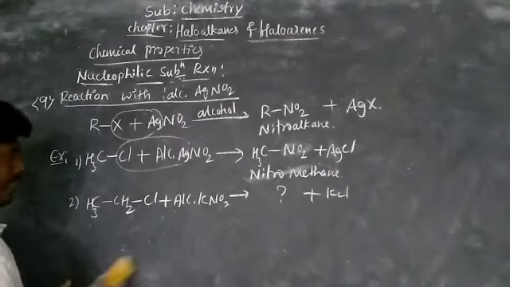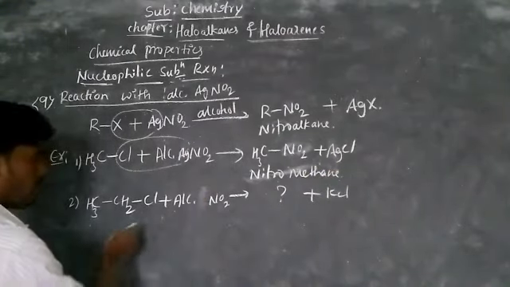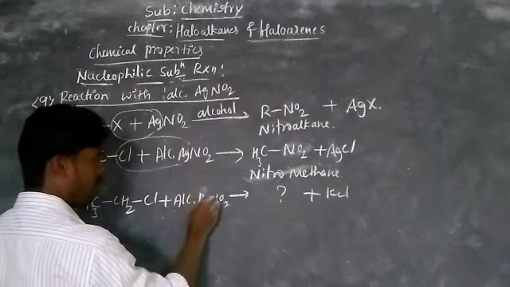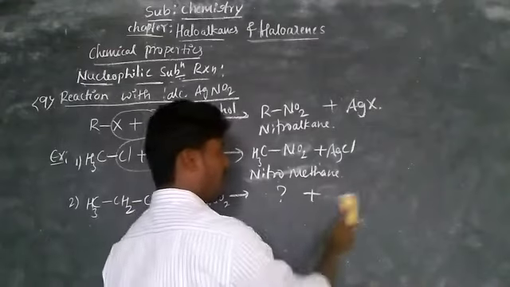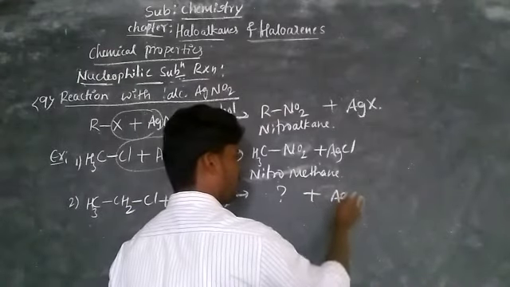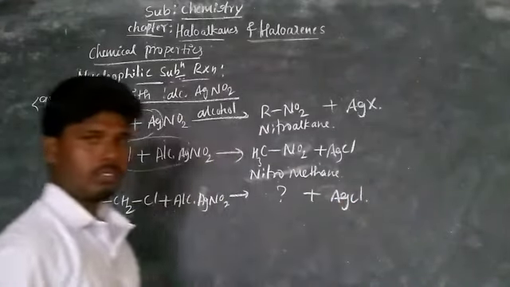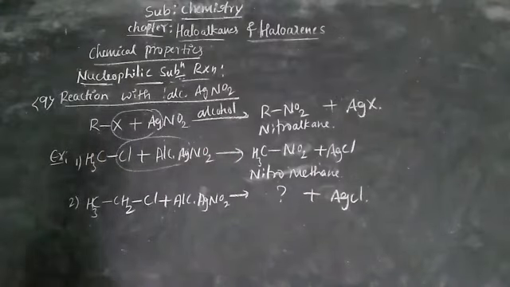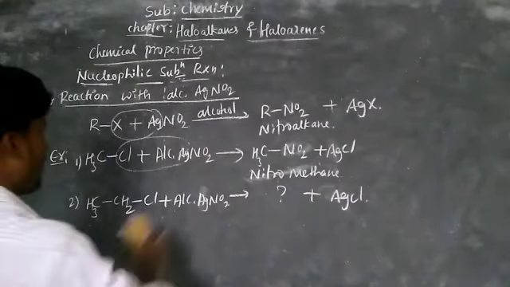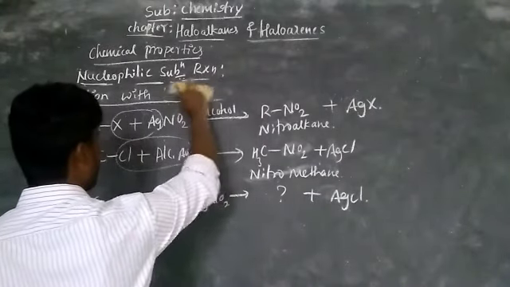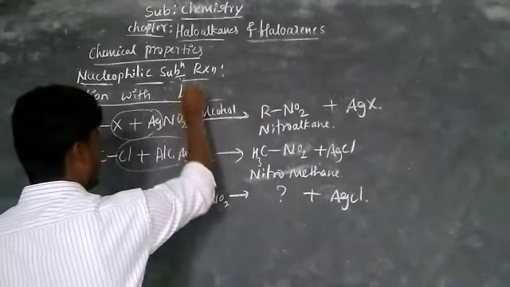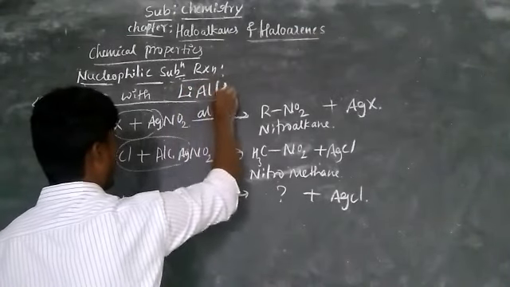Similarly, take this example: chloroethane is treated with alcoholic silver nitrite. What do you get here? The product and silver chloride. Take it as homework. Okay, then the next one is reaction with lithium aluminium hydride.